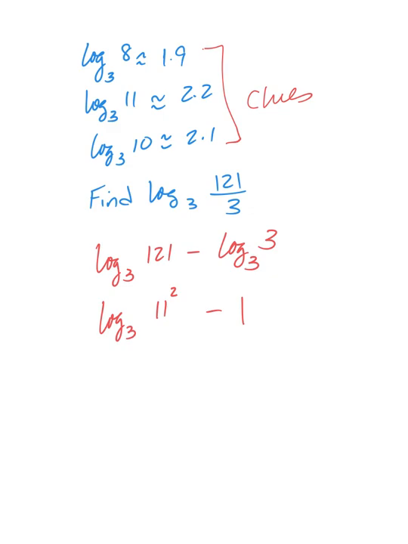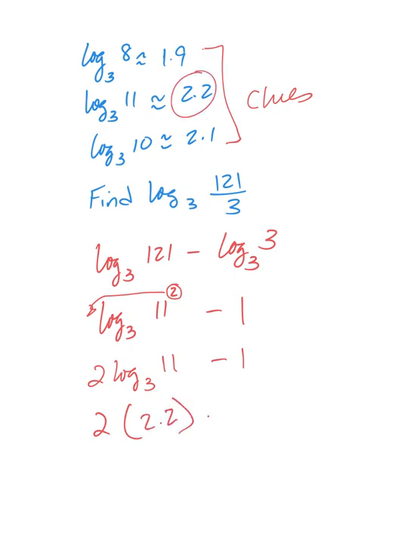So we already know that's minus 1, right? Does everybody remember the exponent rule? If that's an exponent, it goes in the front. So it's 2 log base 3 of 11 minus 1, which is 2 times 2.2 minus 1, which is 4.4 minus 1, which is 3.4.